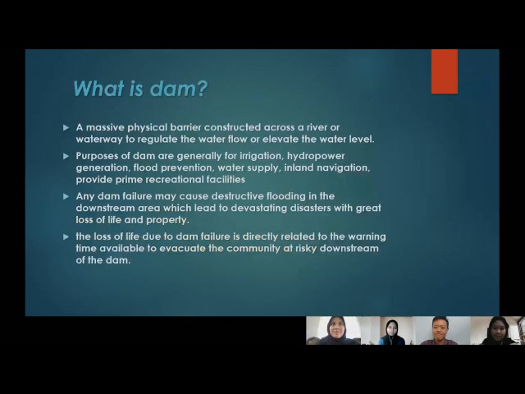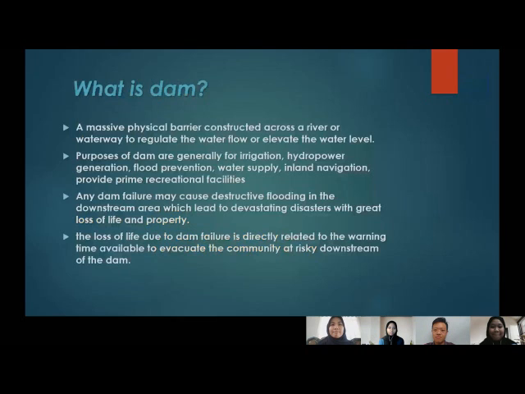What is a dam? A dam is a massive physical barrier constructed across a river or waterway to regulate the water flow or elevate the water level. The purposes of a dam are generally for irrigation, hydropower generation, flood prevention, water supply, inland navigation, and to provide prime recreational facilities.